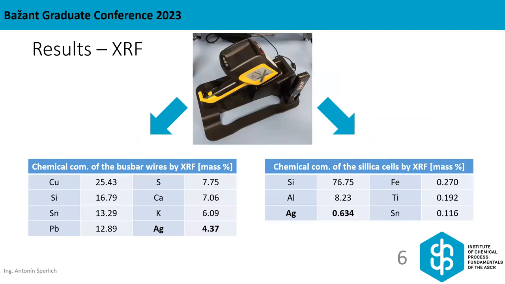These are the results. So I started measuring mobile wires and the silica cells by X-ray fluorescence, because it's fast and easy, and in the wires we can find copper, which is typical for conductors. There is also silica, and methods for soldering. But the interesting value is more than 4% of silver.